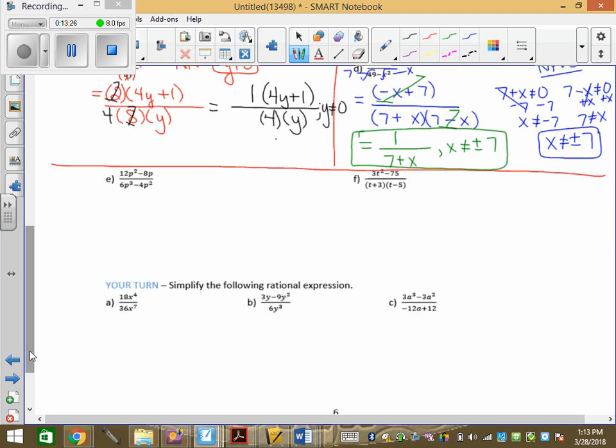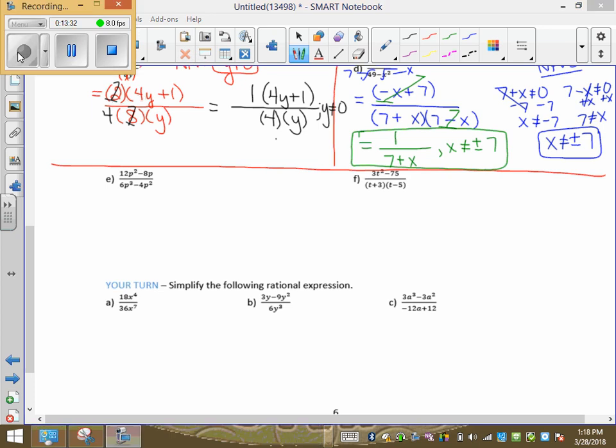Try E and F. Think about GCFs and difference of squares. Remember? GCFs and difference of squares. Okay, so the first thing we do is we go to the top and to the bottom and we say GCF, difference of squares, right? So in the top, can I take anything out? 4 and p. 12p squared divided by 4p is 3p. Minus 8 divided by 4 is negative 2.